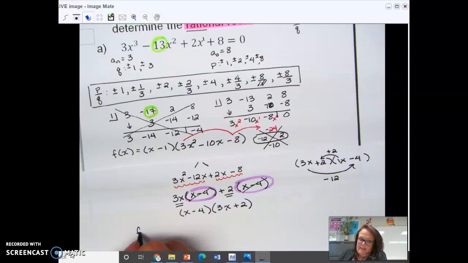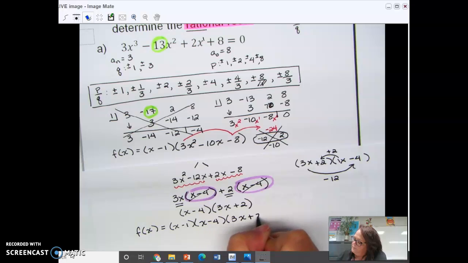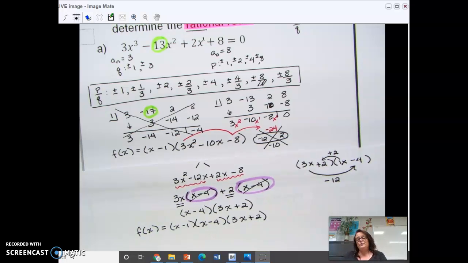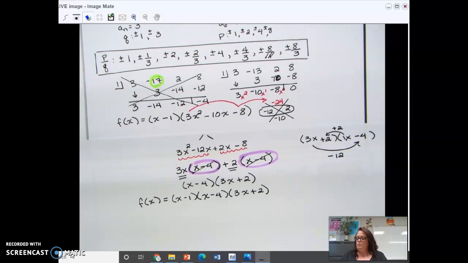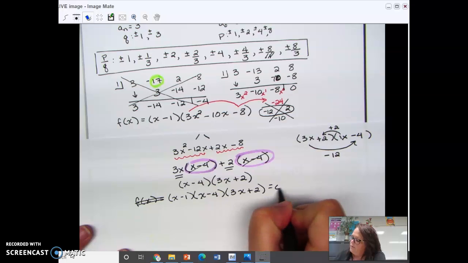So we can now say that f of x is equal to x minus 1, our original divisor, times x minus 4 times 3x plus 2. So if it had asked for factors, we would be done, but it asked for roots. So we've got to go ahead and solve this. So we're saying, when is that equal to 0?